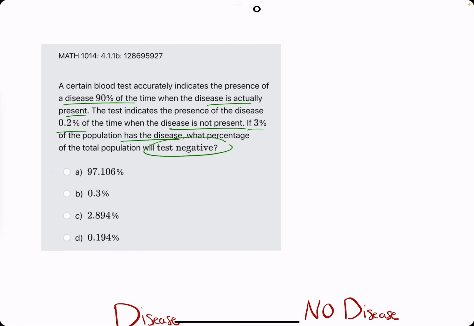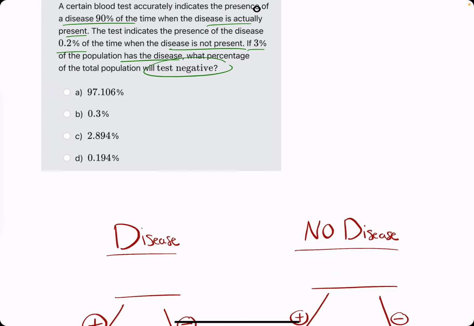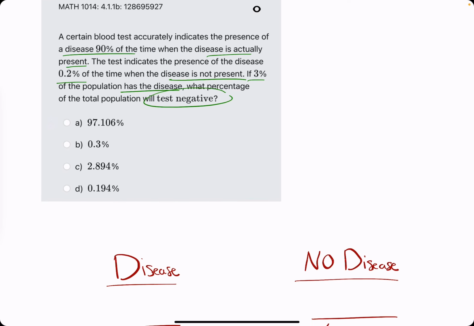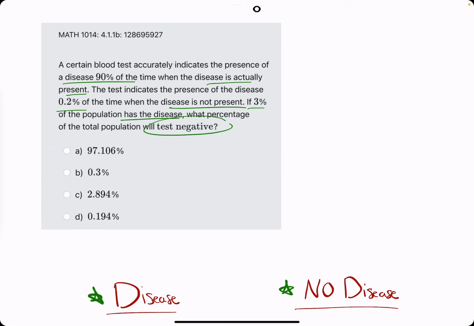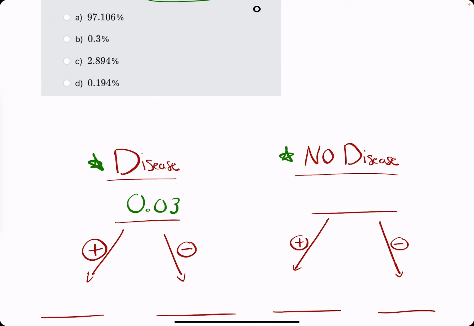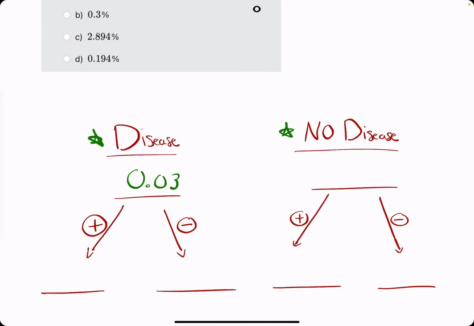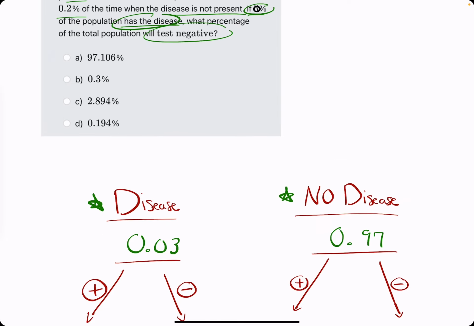All right, so to go about any of these types of problems, what I like to do is make a little tree diagram just to organize all this information. The thing I start with is the percentage of the population that have the disease versus the percentage that do not. So if 3% of the population actually has the disease, we put 0.03 here. And if 3% have the disease, then the remaining 97% do not, for a total of 100% of the population.